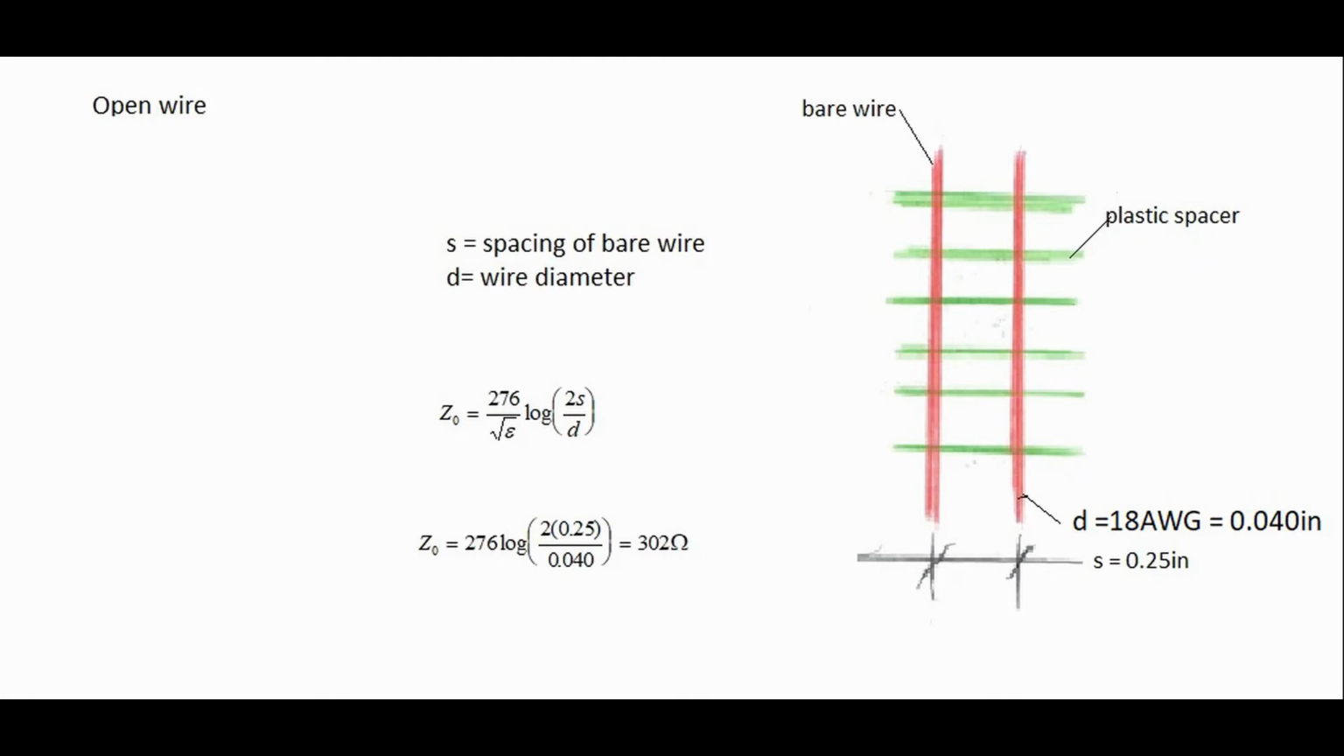Open wire is used for more powerful transmitters, and the impedance depends on the spacing of the bare wires and then the gauge of the bare wires. In this case, the formula is simplified because epsilon is equal to 1, because the conductors are exposed to open air. And so the epsilon of air equals 1.